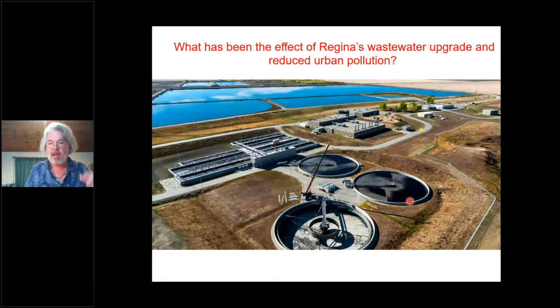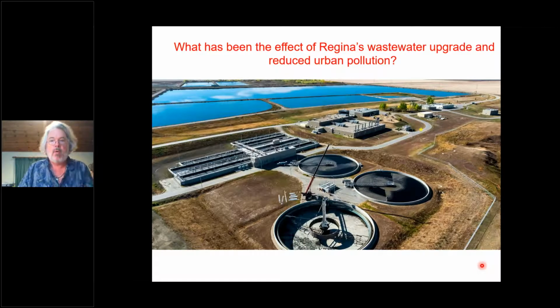And the city of Regina took the big step of constructing a new wastewater treatment plant that largely removes nitrogen from the waste stream. Not entirely, but it gets rid of the ammonia, which is a particularly toxic form that is favored by the cyanobacteria, and instead it reduces both nitrogen and phosphorus by a substantial amount.